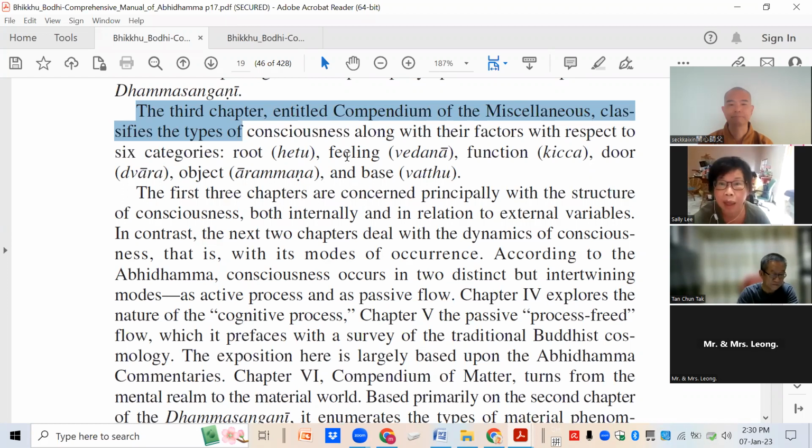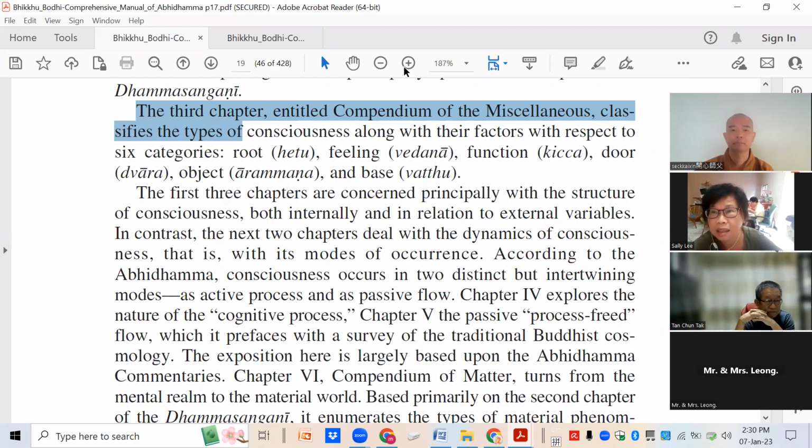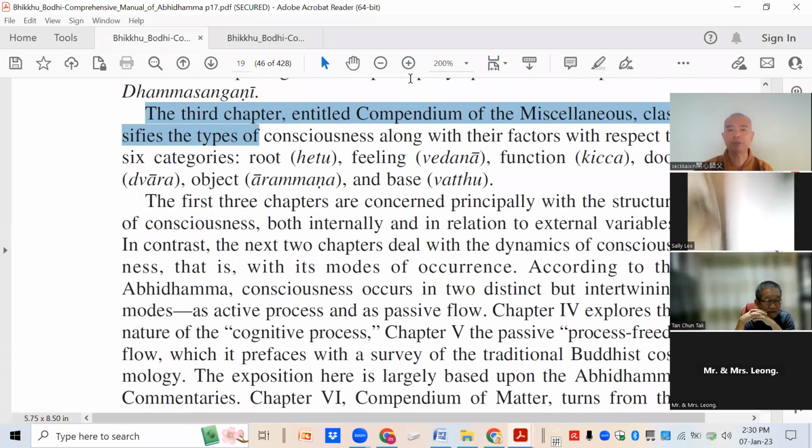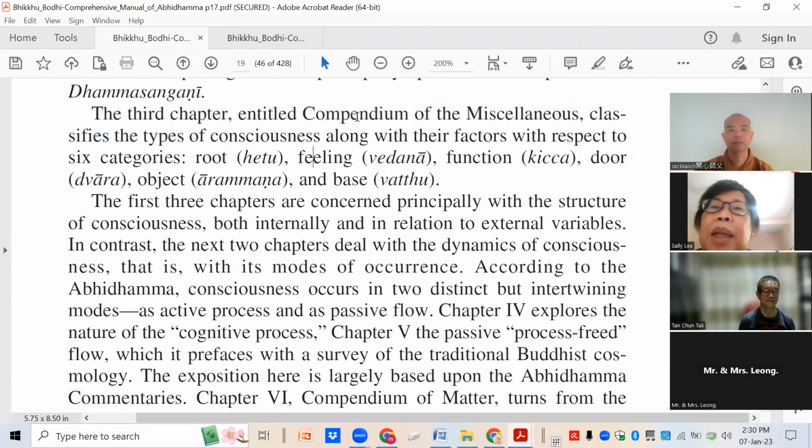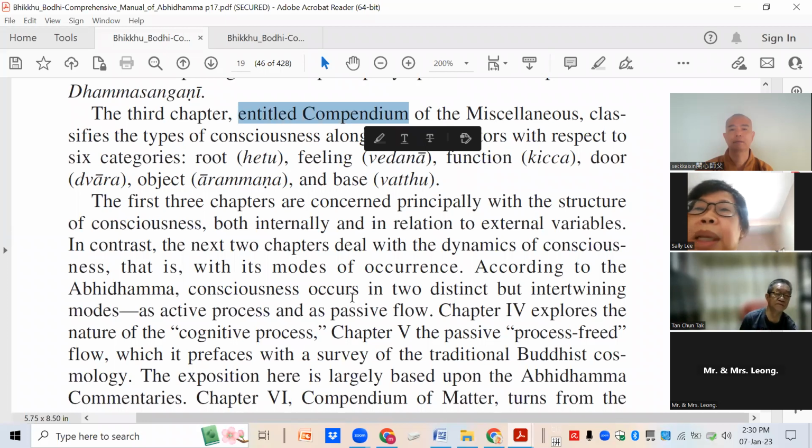The third chapter, entitled Compendium of Miscellaneous, classifies the types of consciousness along with their factors with respect to six categories: root, hetu; feeling, vedana; function, kicca; door, dvara; object, arammana; and base, vatthu.